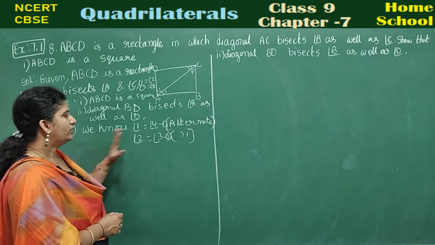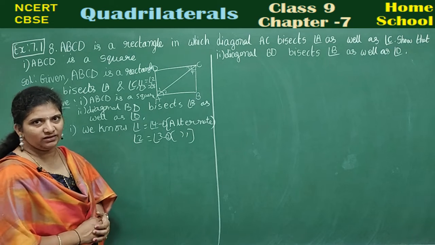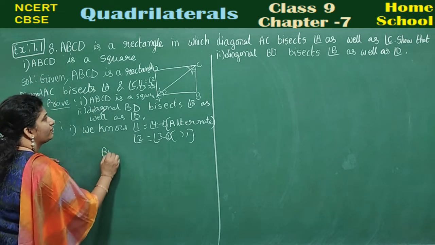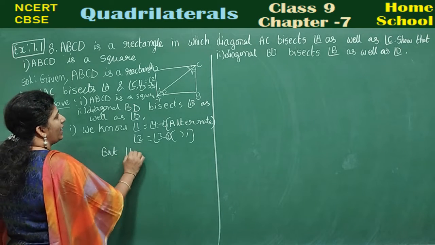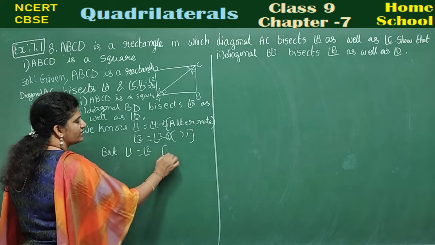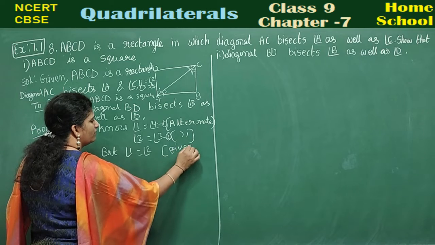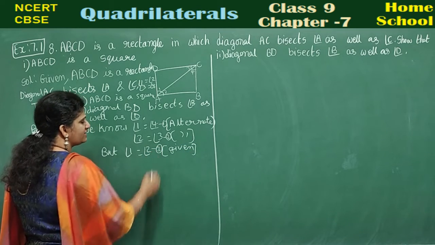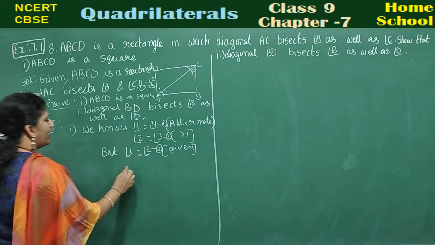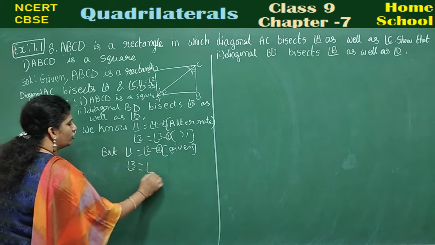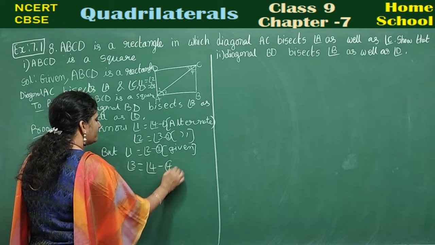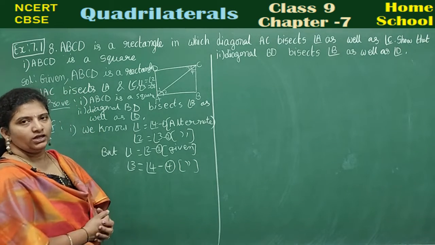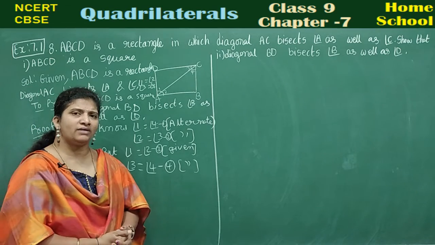Okay. Now, I cannot compare anything here. But given something, angle 1 is equal to angle 2. This is given. Mark this as third equation. And one more, angle 3 is equal to angle 4. Mark this fourth equation. This is also given. Now, how can I start my proof?